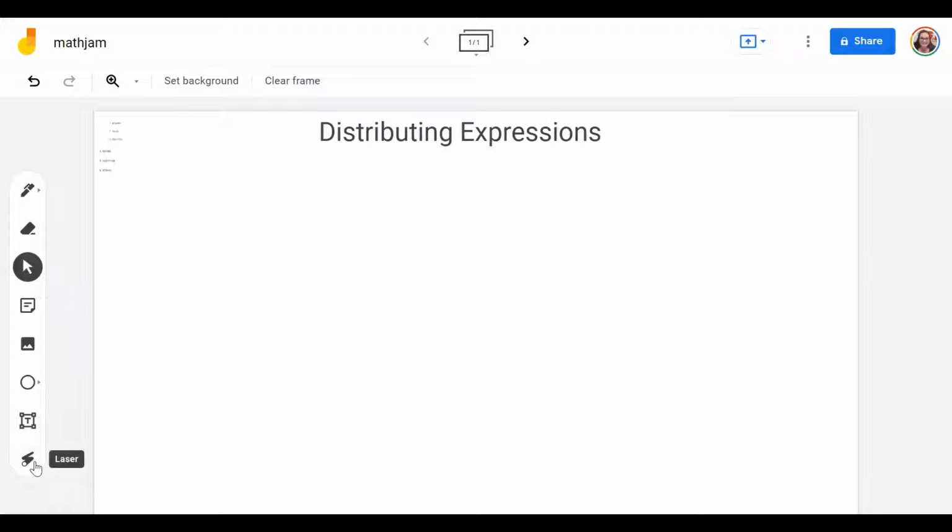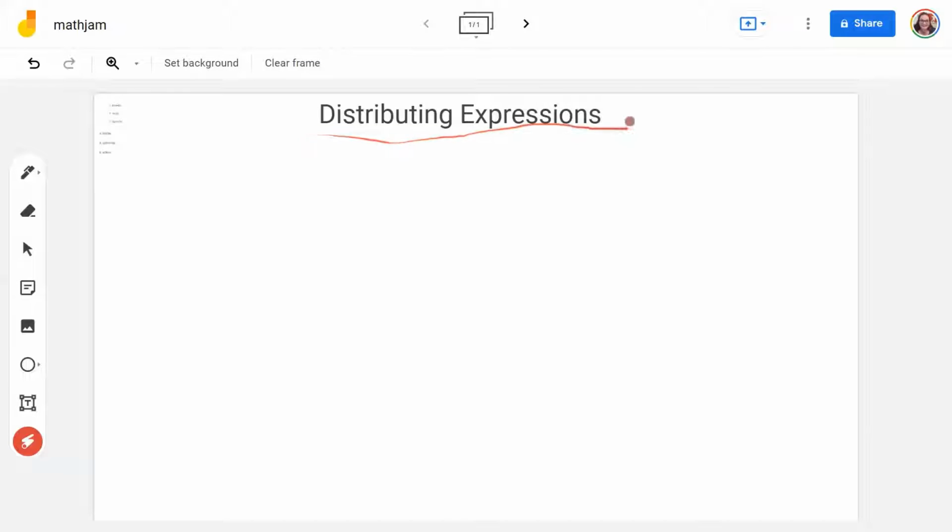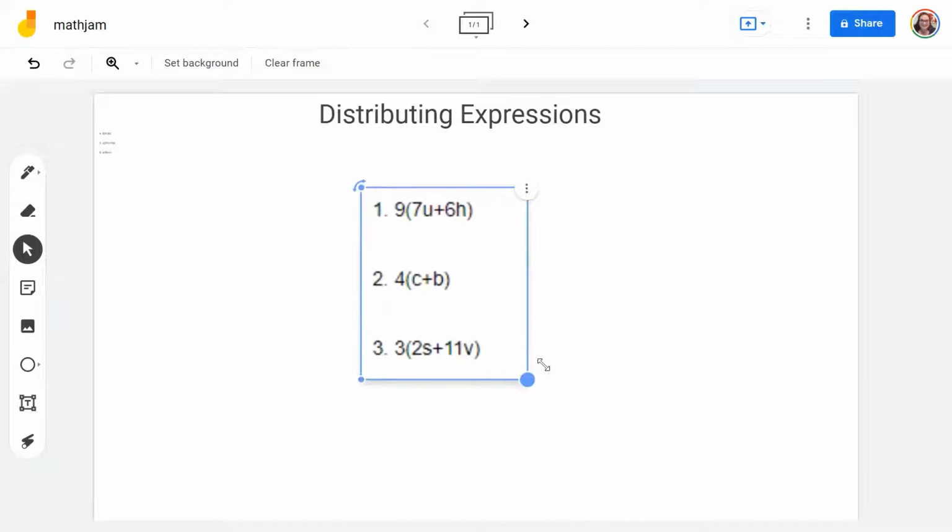Today we're going to be learning about distributing expressions. So we're going to be using a distributive property. All right, and so let's go ahead and take a look at what problems with that might look like. So let me get those pulled up here.